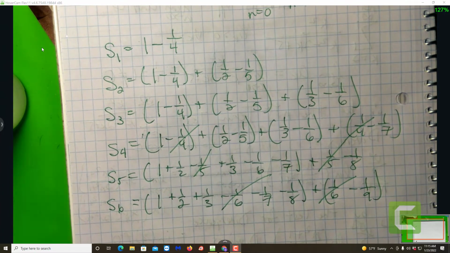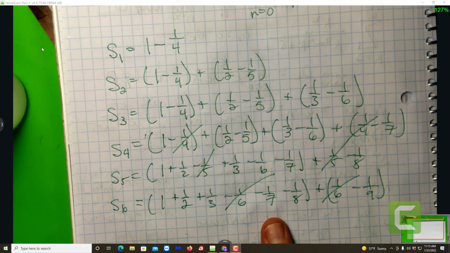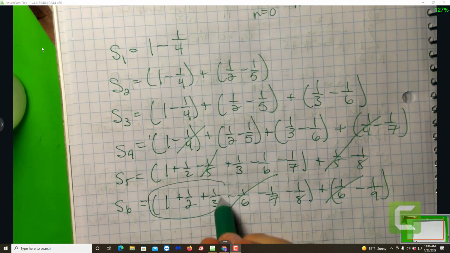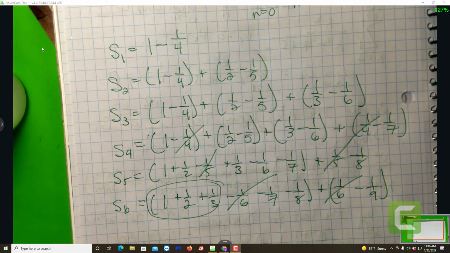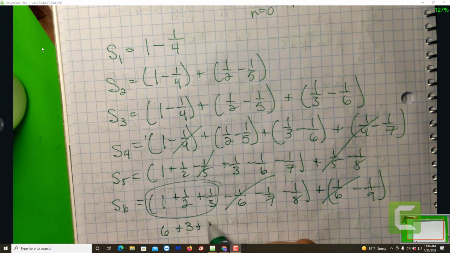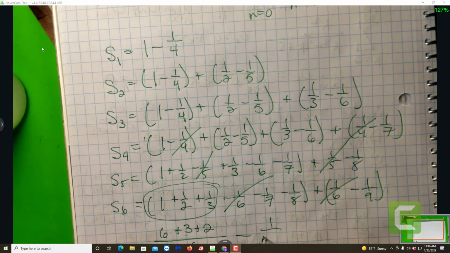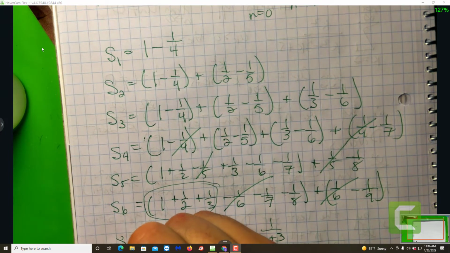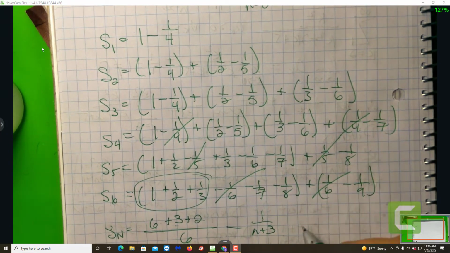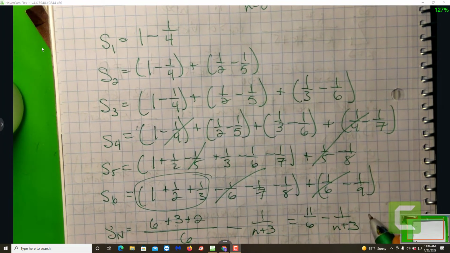Now notice, on the seventh partial sum, the 1/7 will simplify out. So this is always going to be there. So s sub n will be, let's see, 11/6 minus 1 over n plus 3.